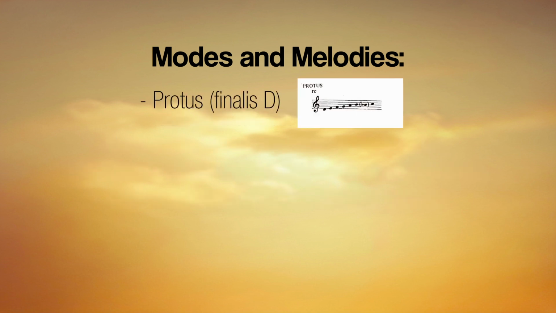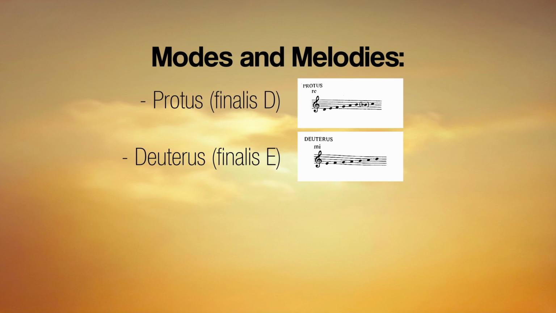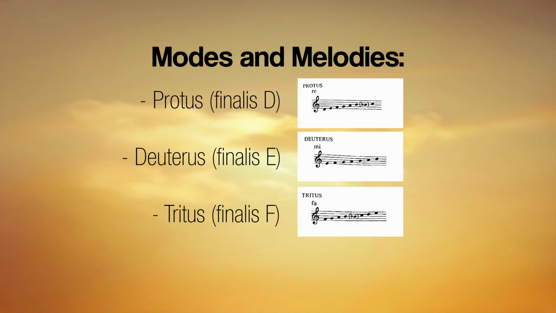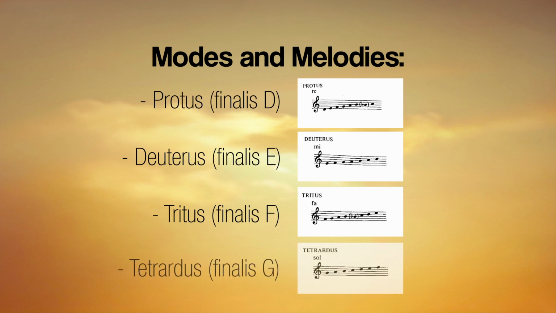Protus with D as the finalis, Deuterus with E as the finalis, Tritus with F as the finalis, Tetrardus with G as the finalis.